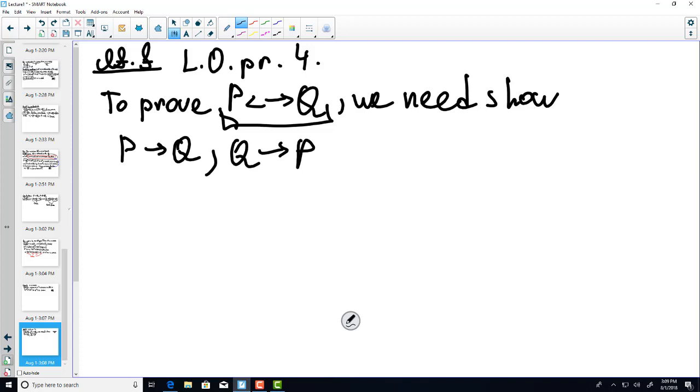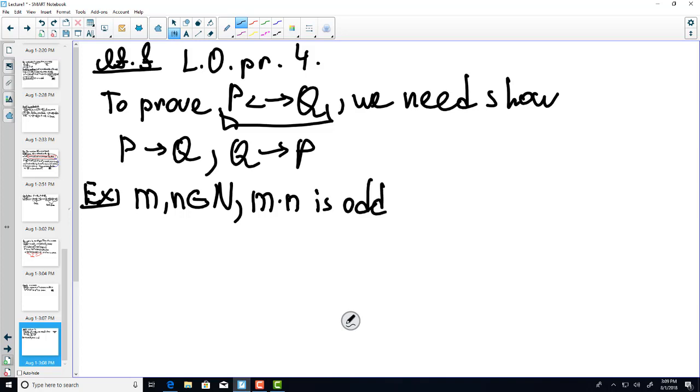And now let's do an example. So suppose m and n are integers. What we want to prove is that m times n is odd if and only if m and n are odd.